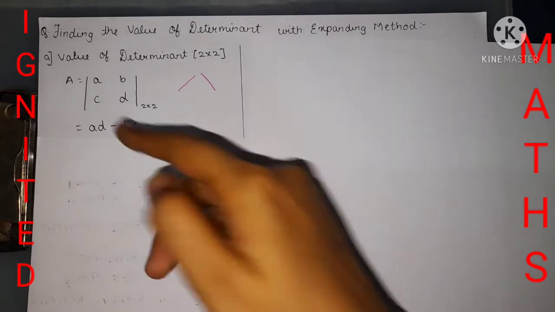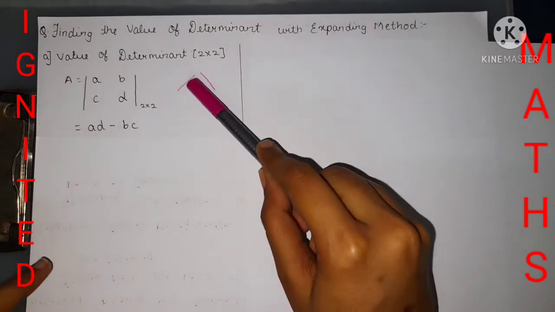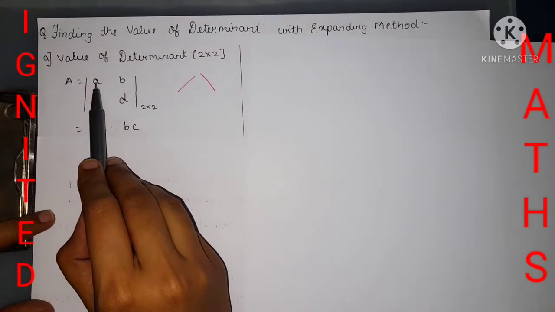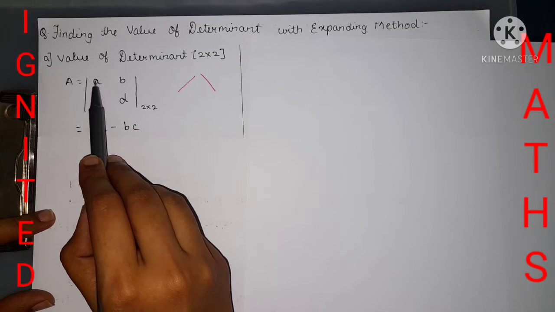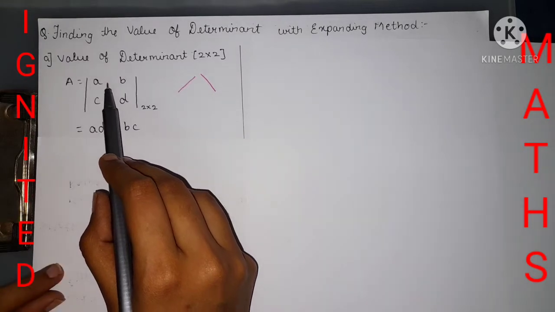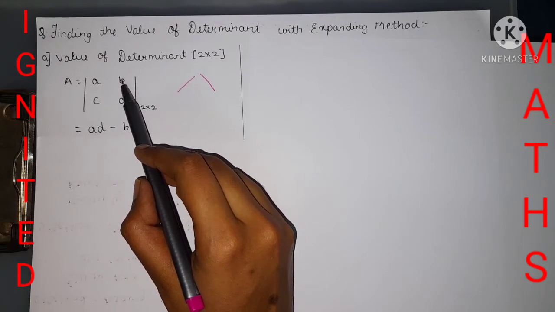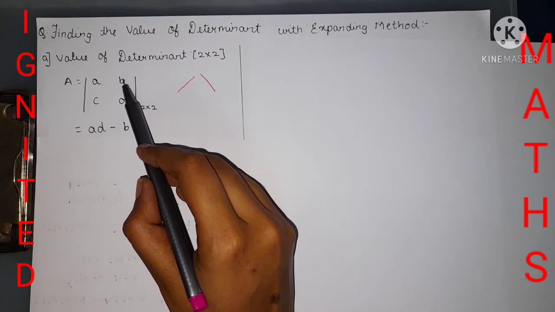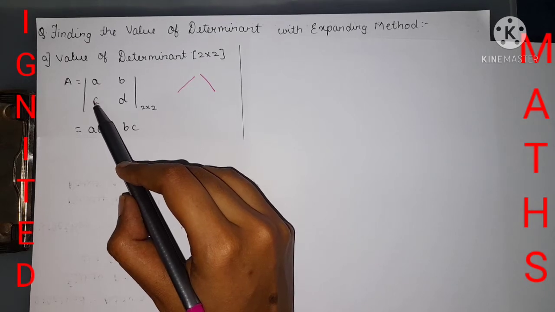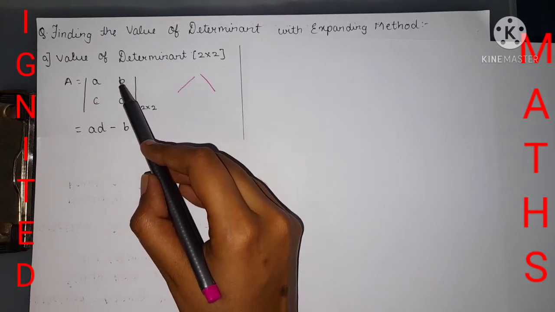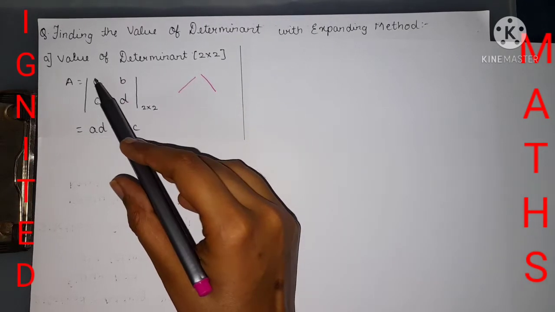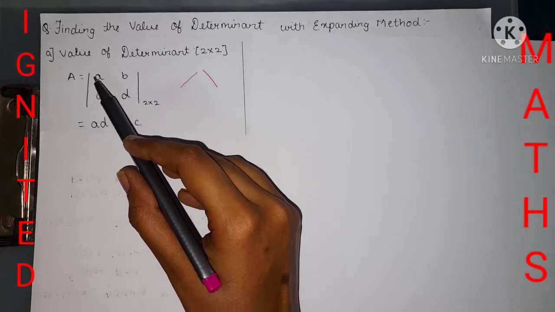So for finding the value of the determinant of 2 cross 2 you need to clear the concept of diagonal element, because we are going to use it over here. Now if you see over here, for a the diagonal element will be d, right? Slant element. You can even say trace element also, in other words. Now if you take the element b, then the diagonal element will be c, right? Now if you take the element c, then the diagonal element will be b. Next if you take the element d, then for d the diagonal element will be a. This is the concept of the diagonal element.